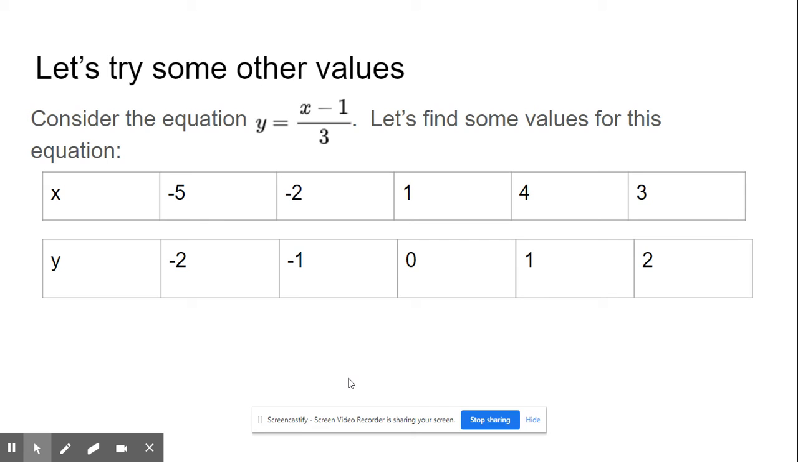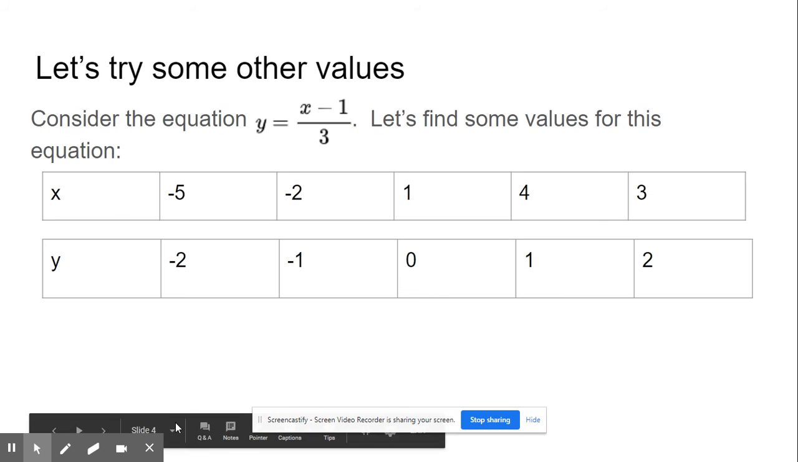Here are the y values. And again, hopefully your y values match the y values on the screen.